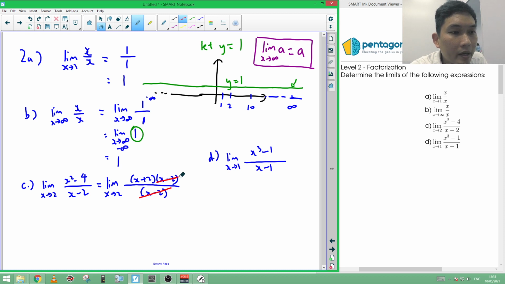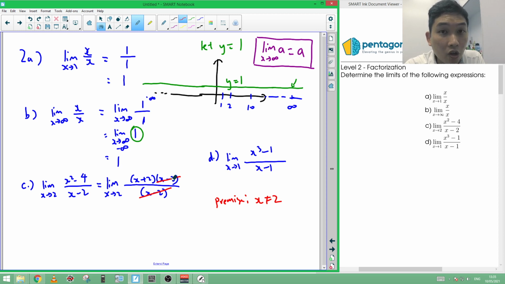But we are canceling these two linear expressions in the numerator and denominator on the premise that x is not equal to 2. Because when x equals 2, what happens? This is going to be 0, this is going to be 0. You cannot divide anything by 0. Again, you cannot divide anything by 0.